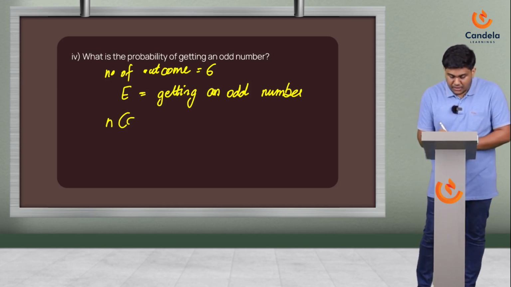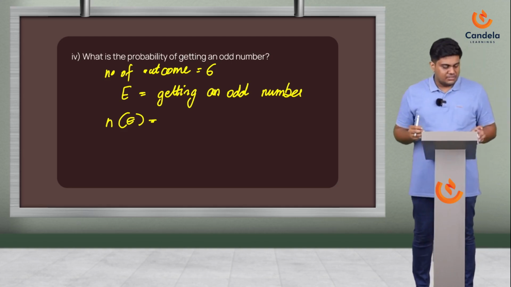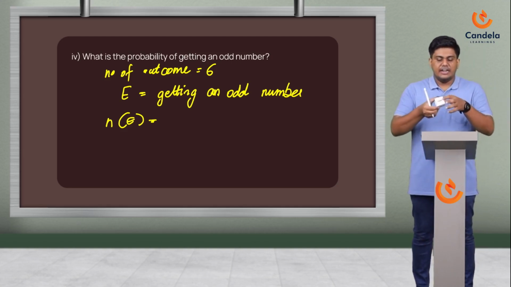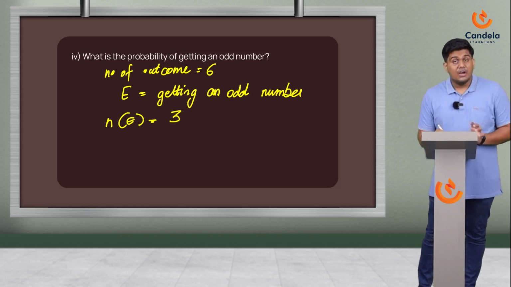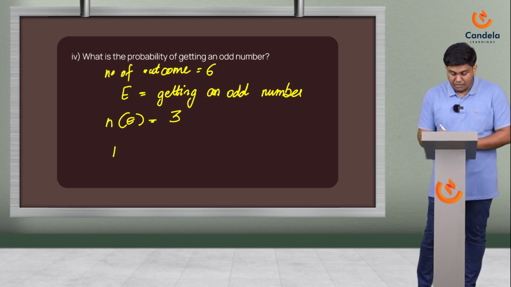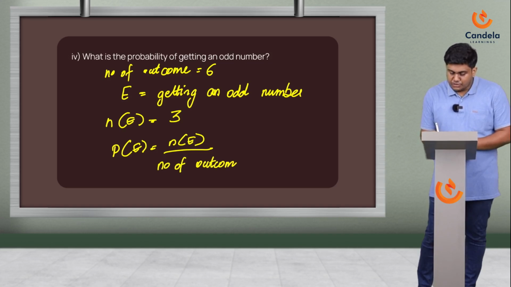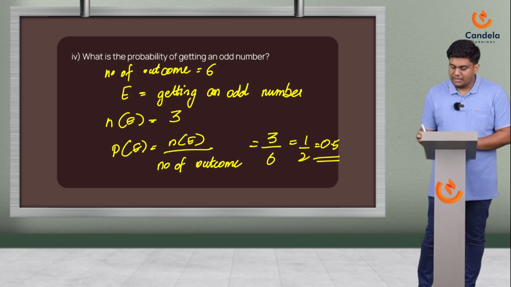What is n of E? What are the odd numbers? It is 1, it is 3, and it is 5. There are 3 odd numbers in our outcomes. So our probability of E will be n of E divided by number of outcomes, which would be equal to 3 by 6, again half or 0.5.